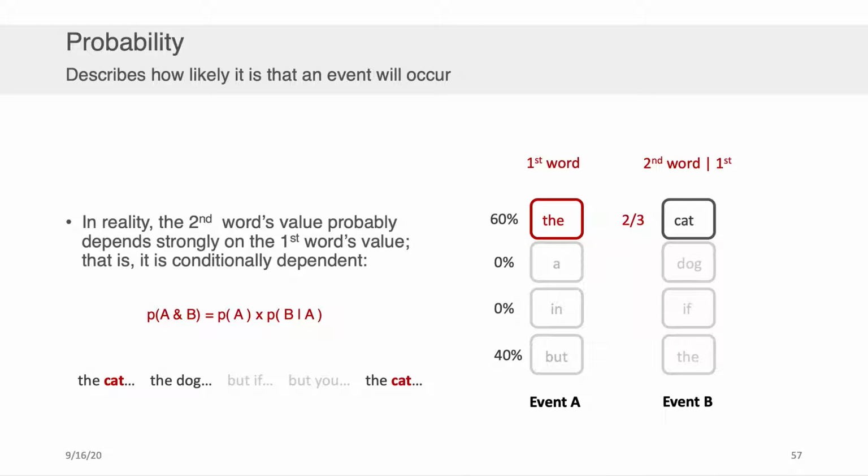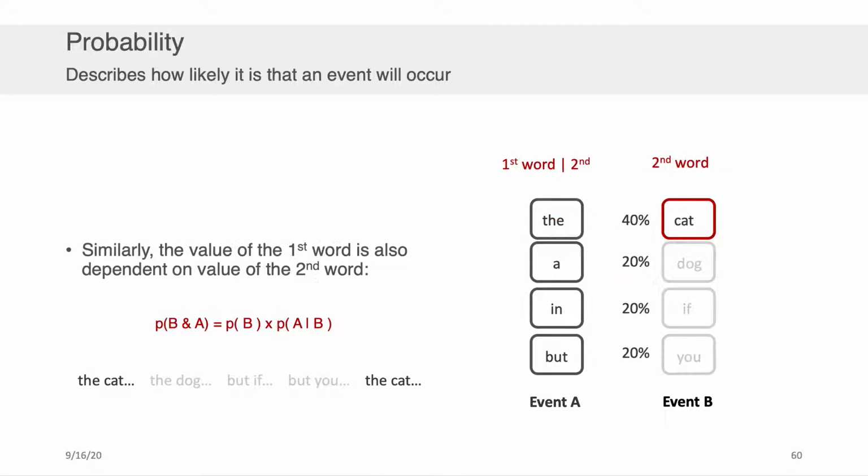Now, among this universe of sentences that start with the word "the", I could ask, what's the probability in this universe of seeing the second word as "cat"? And you'd see here that the probability is 66.6%, 0.7, as opposed to the 40% that we saw when it was not a conditional probability. And of course, you could do this for all the other terms in the dictionary if you were interested in computing the conditional probabilities.